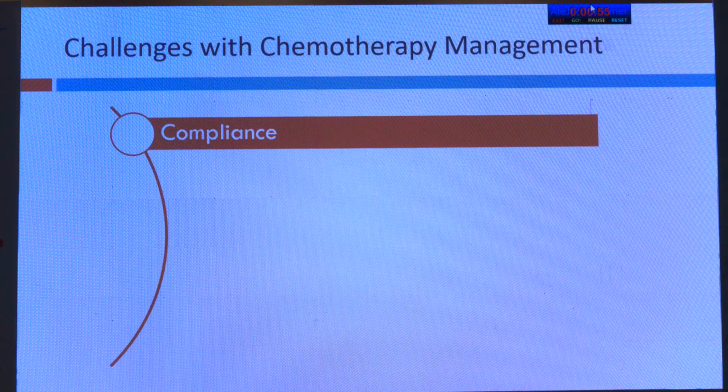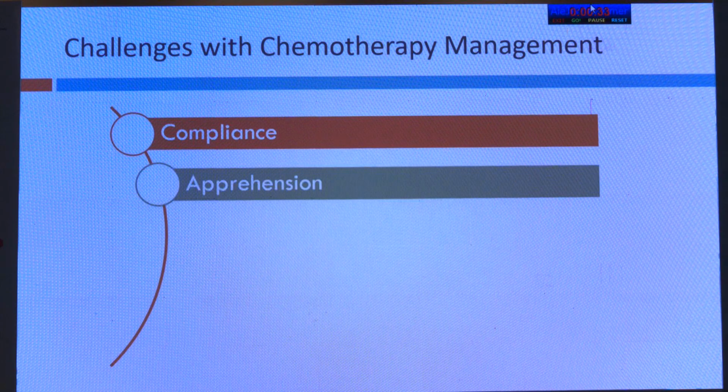The main challenges with chemotherapy management remain compliance, because when you're doing chemotherapy, you need to see the patient every 3 to 4 weeks and decide upon the need for injection, or if the patient is not improving, you need to decide for surgery. So good patient compliance and good counseling before you opt for chemotherapy as an option for your OSSN patient is very crucial. Then second is apprehension.